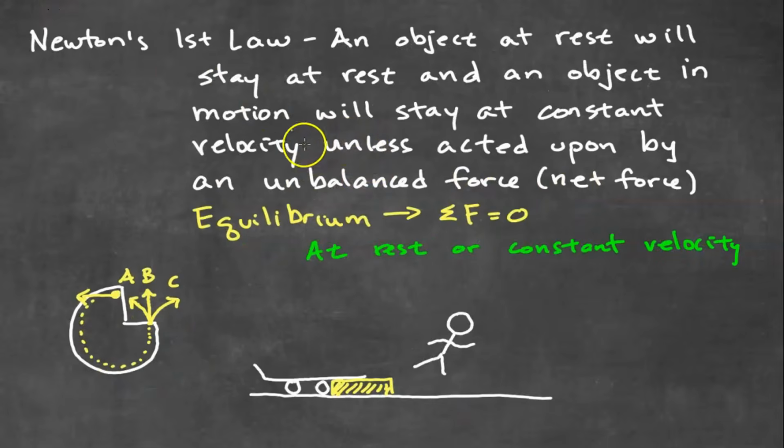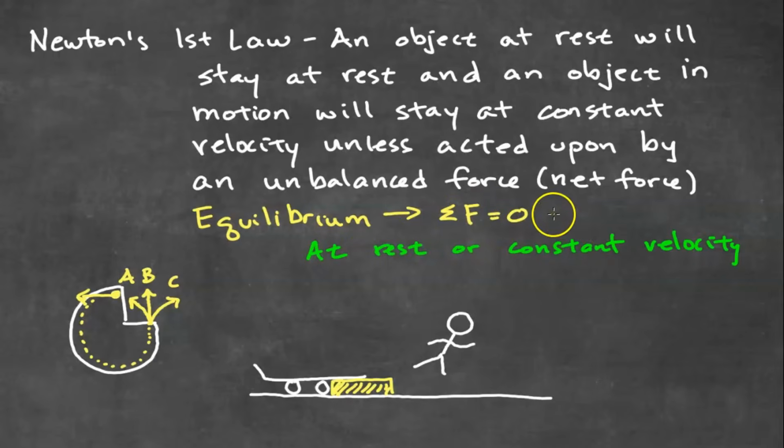Now we're going to take a look at Newton's first law, which states that an object at rest will stay at rest and an object in motion will stay at constant velocity unless acted upon by an unbalanced force. Another way to think about unbalanced force is the idea of a net force. If something has a net force, that means it has an unbalanced force. When you see the term equilibrium, it means that the net force is 0. Whenever the net force is 0, you know that the object is at rest or moving at constant velocity.